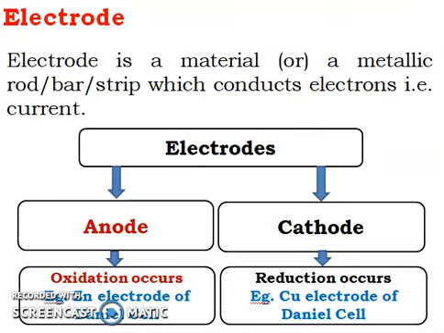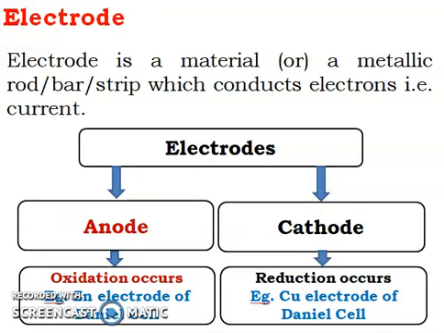Electrode is a material or a metallic rod. It may be a bar, it may be a strip which conducts electrons, that is current. Electrode is a material which conducts current. We are having two types of electrodes generally in electrochemistry. One is anode, another one is cathode.